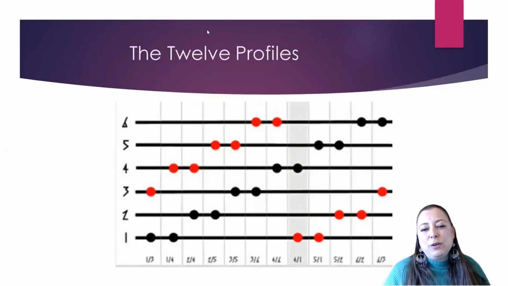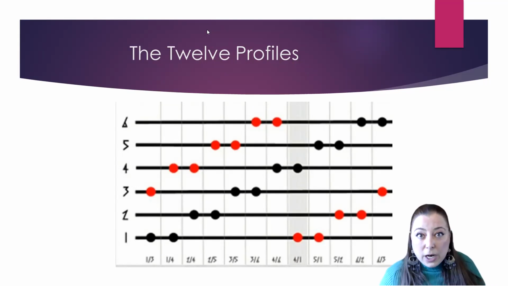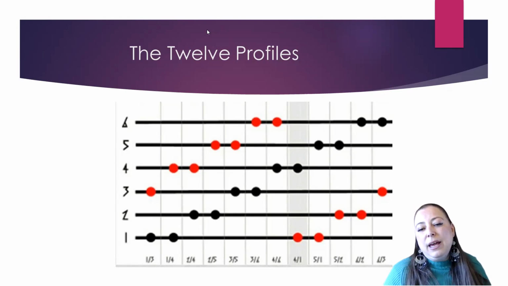So the 12 profiles, we can also look at them with conscious and unconscious side. So the conscious, the black, is what we know, what we think we are, what we consciously have access to. And the red is what our subconscious is, and it's the body. We have no access to it. It just comes out innocently. So we have the 1-3 profile.